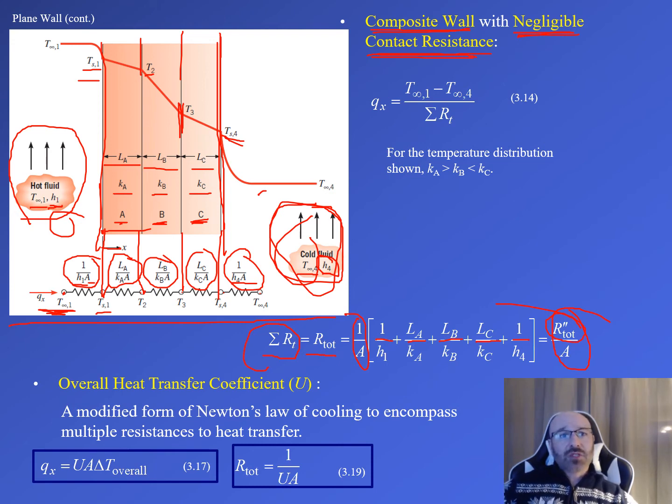So we have another way of expressing this down here. We have our overall heat transfer coefficient, our variable here, U. Now, this is a modified form of Newton's law of cooling that encompasses multiple resistances to heat transfer. So that leads to these two equations, 3.17 and 3.19 in your textbook, where you can see this R total here is 1 over this overall heat transfer coefficient, U, times our A value right there. And that is our R total right there. And we can relate that back to this above equation here.